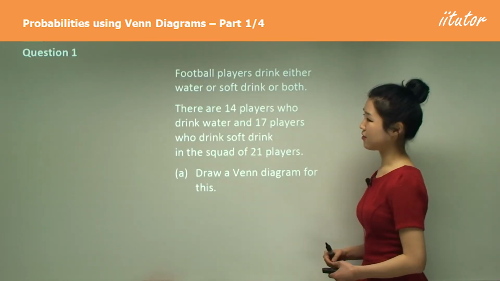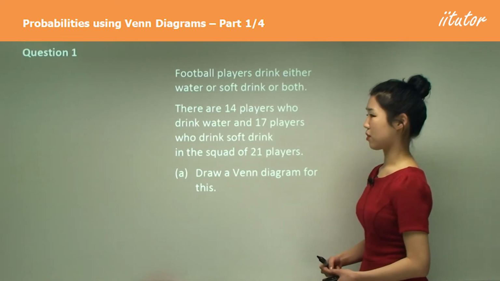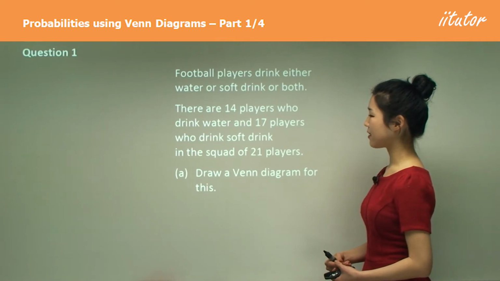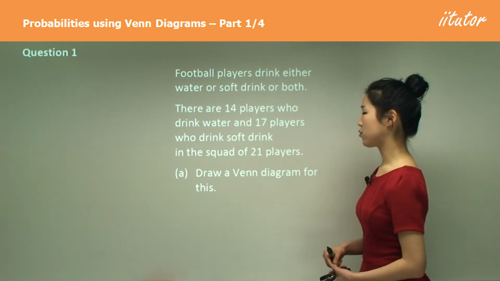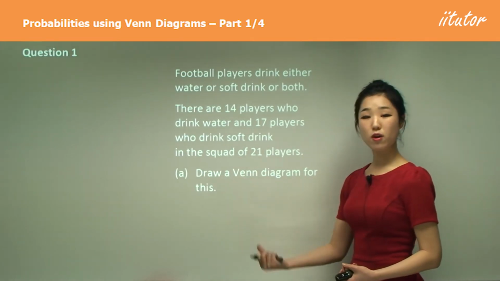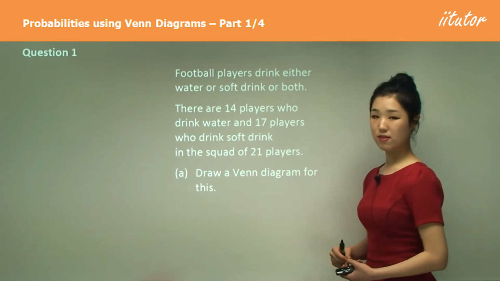I'll read you the question. Football players drink either water or soft drink or both. There are 14 players who drink water and 17 players who drink soft drink in the squad of 21 players. So there's 21 players altogether, and they either drink water or soft drink or both. Part A says draw a Venn diagram for this information.